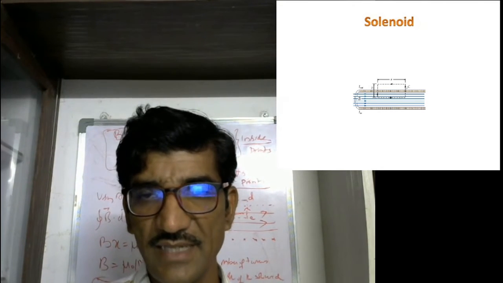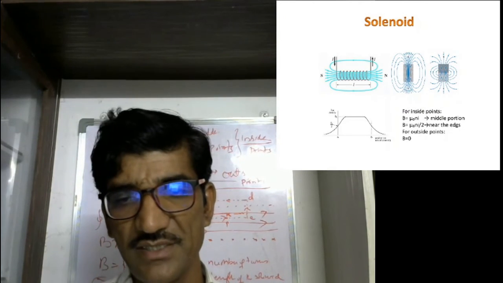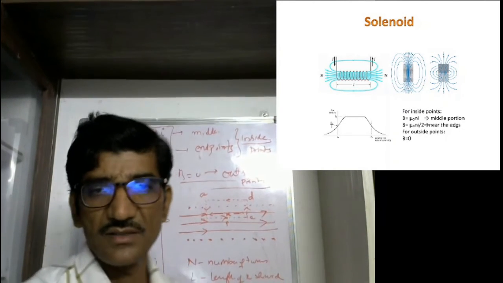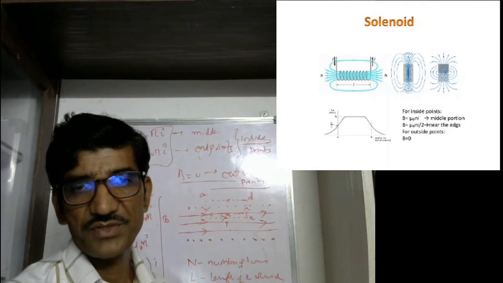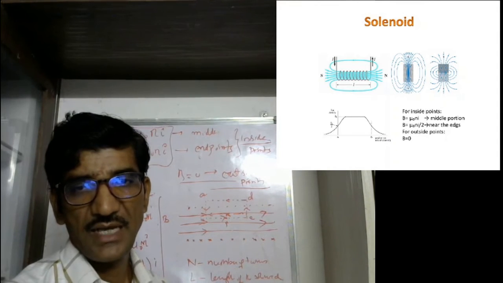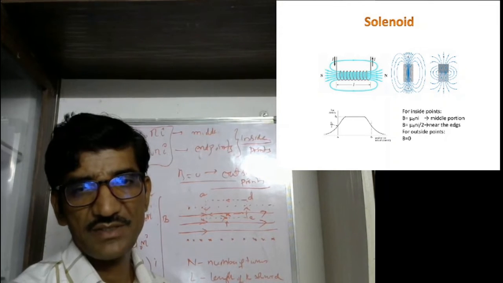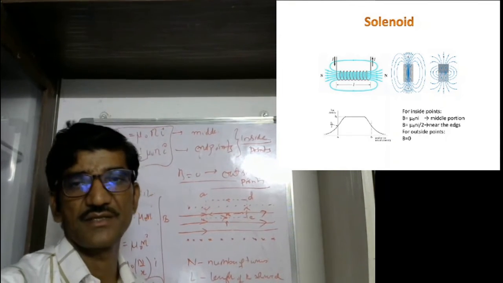In the earlier slide, we have seen that. Once you see this slide, this is the distance on the axis of the solenoid. In the middle portion, you have a very uniform and high magnetic field. As you come to either the left or right edge, what happens? It gradually falls. If you go very far away from the edges, then your magnetic field will be 0. That you can observe here in this graph.